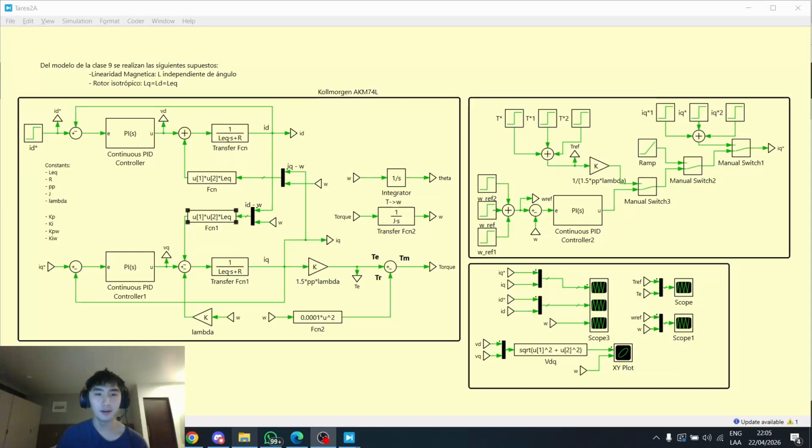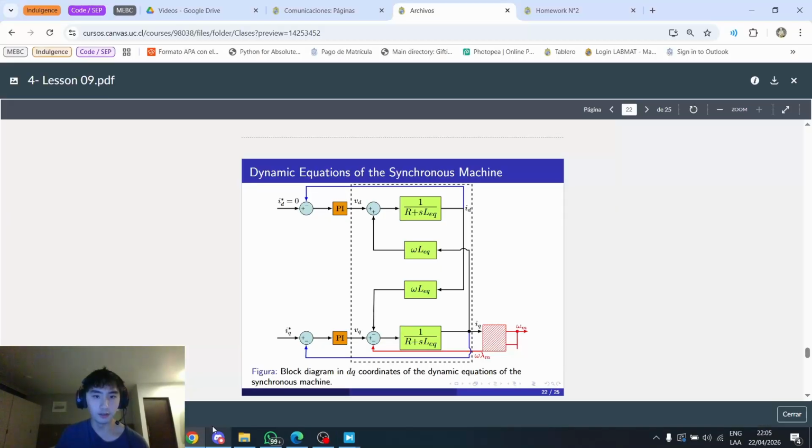Hi, I'll now be presenting part 1 of homework number 2, in which we were tasked to implement the model of the dynamic equations of a synchronous machine. Important to note that in this model in particular, we are assuming that the rotor is isotropic.